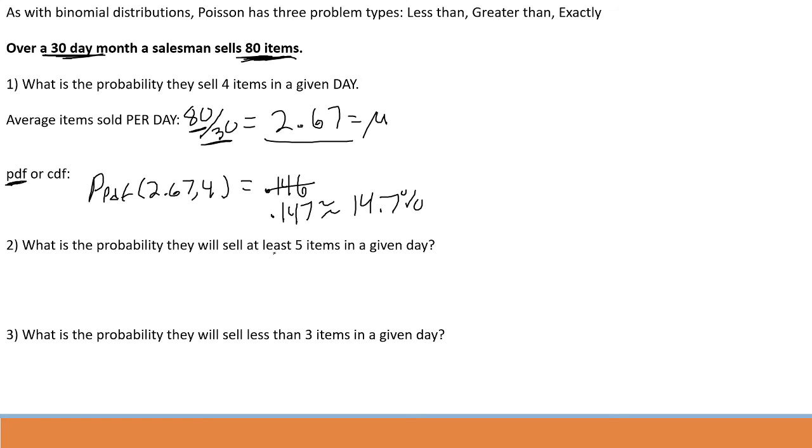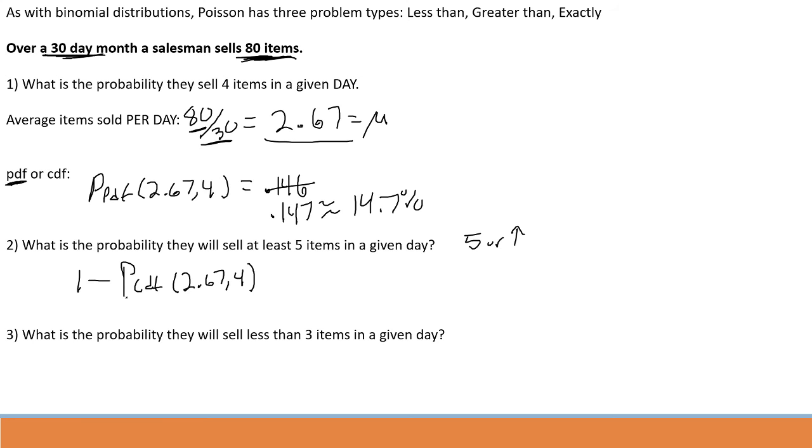What's the probability he sells at least 5 items? So this is with a little bit of mental thinking here, right? At least means I want 5 or more, right? At least means no less than 5, so this is 5 or above. So that means I want to take away everything from 4 on down. So this is going to be another subtraction problem. Poisson CDF of 2.67, comma 4, and then subtract that away from 1, right?